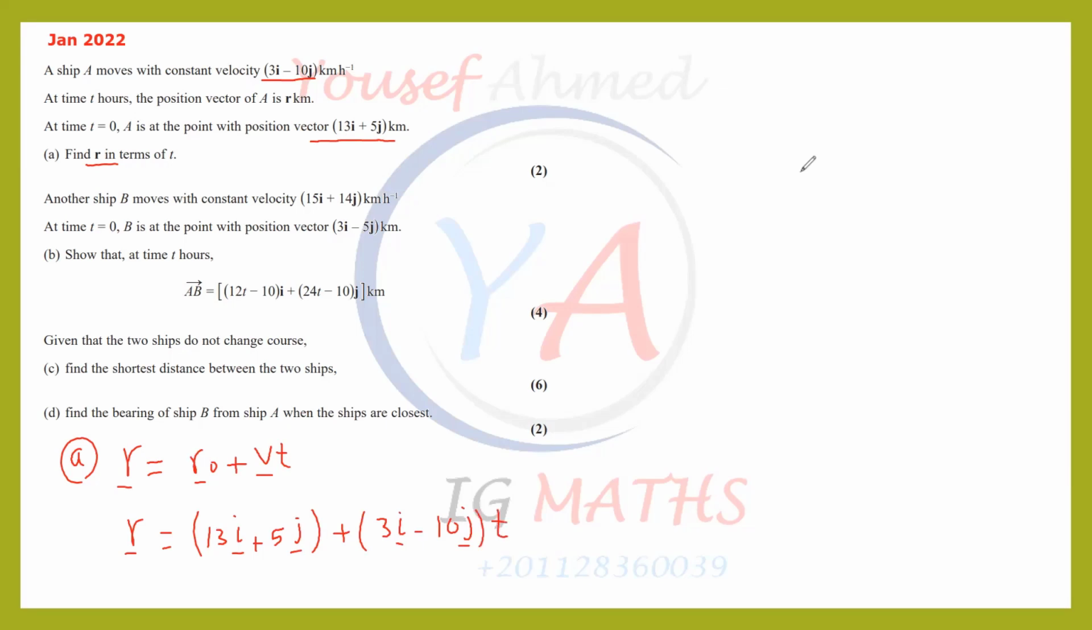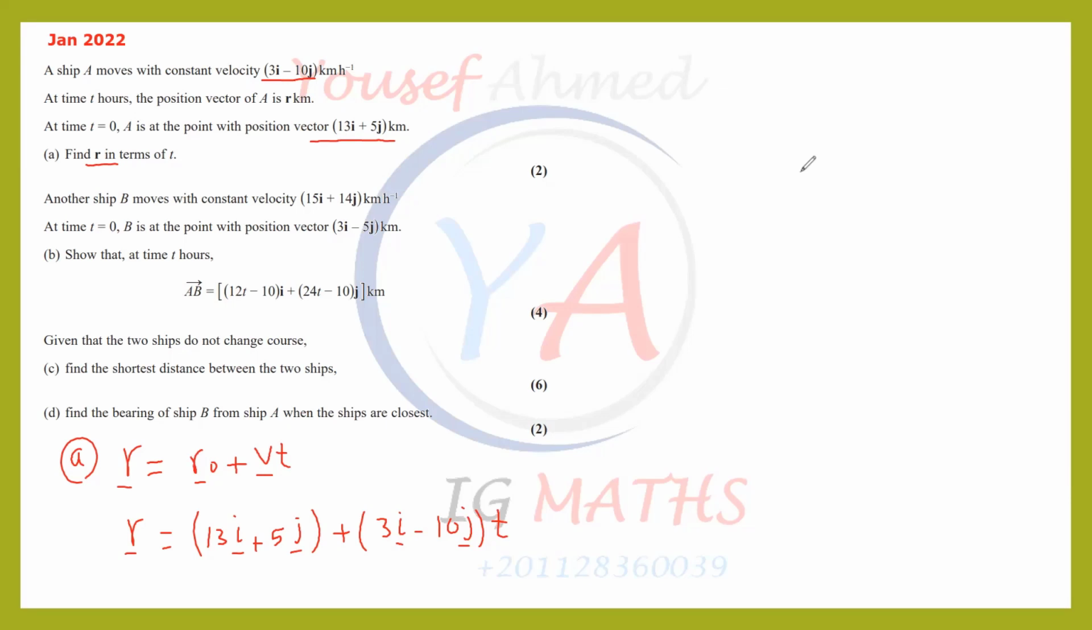So this is the position vector for the ship. The R node, we have the initial position vector, the initial and the velocity, and here's the time. Another ship B moves with constant velocity 15i and 14j. At time t, position vector 3i minus 5j. Show that at time t hours, AB is equal to (12t minus 10)i plus (24t minus 10)j.